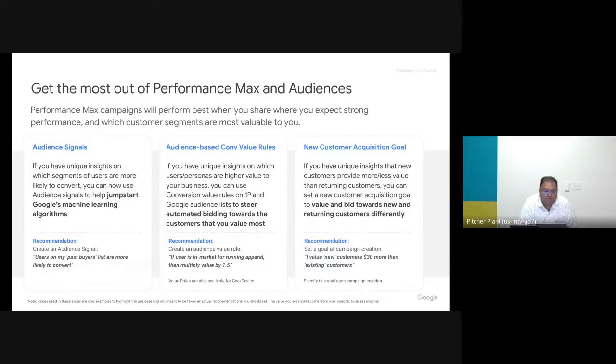You can also get more specific with your audience by using the new customer acquisition goal. If you have insight that new customers provide more or even less value than your existing customers, you can set a new customer acquisition goal to value and bid towards new and returning customers differently. You do have to already be running PMax to utilize the new customer acquisition goal, but since you are already running it, you can reach out to your account team for more information about it.